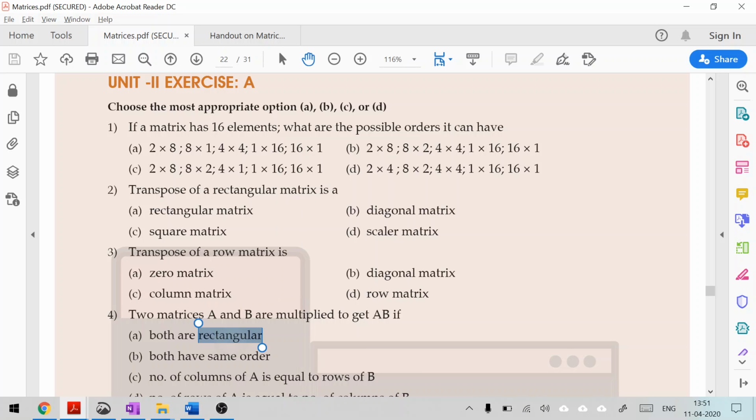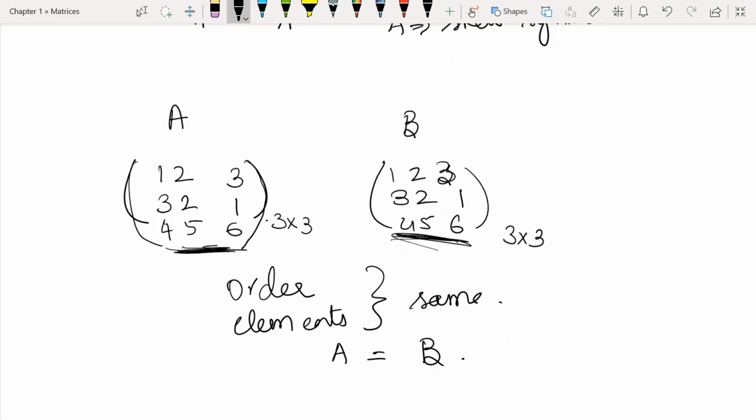So let's go to the first question. What does the first question say? If a matrix has 16 elements, what are the possible orders? See, when can a matrix have 16 elements? It can have 16 elements when the number of rows times the number of columns is 16. For example, here I have this matrix with 3 rows and 3 columns. How many elements are there? 9. So 3 into 3, 9 elements.